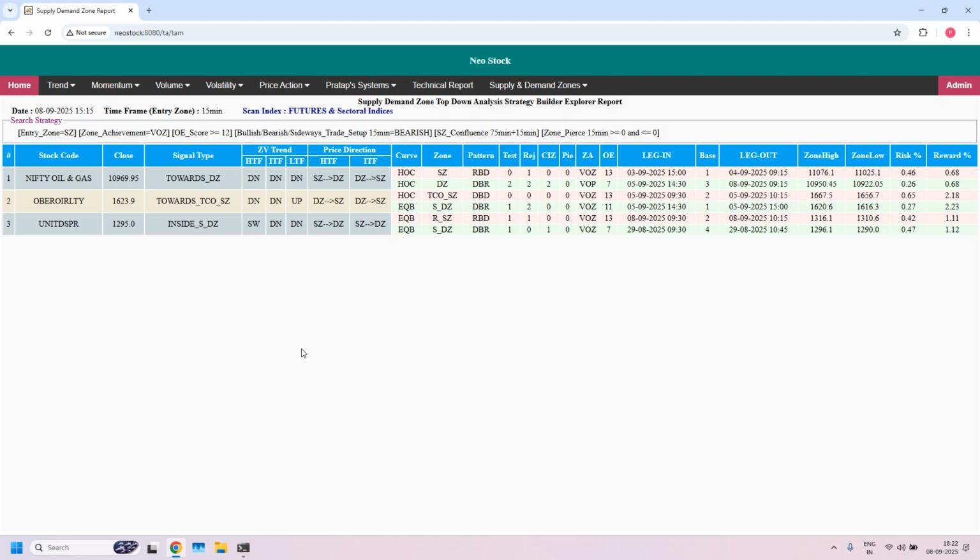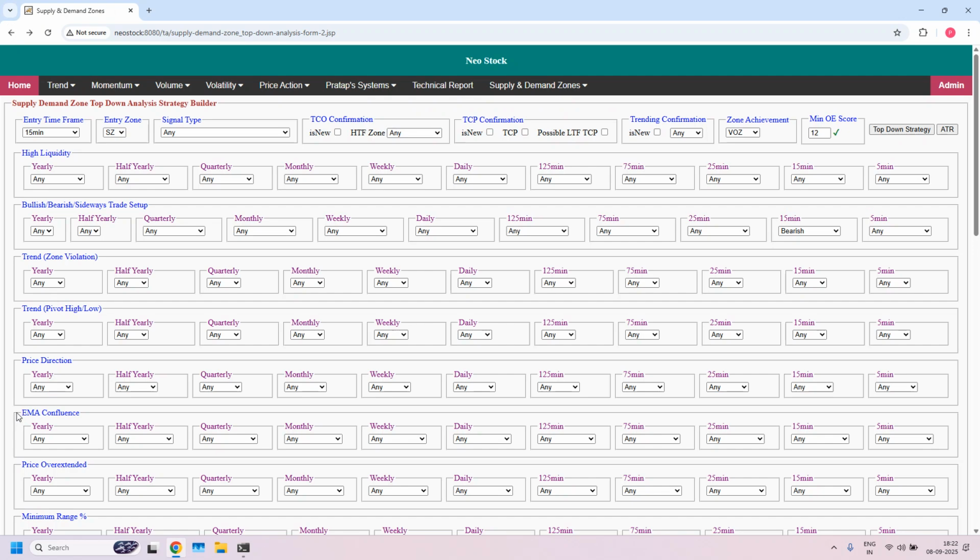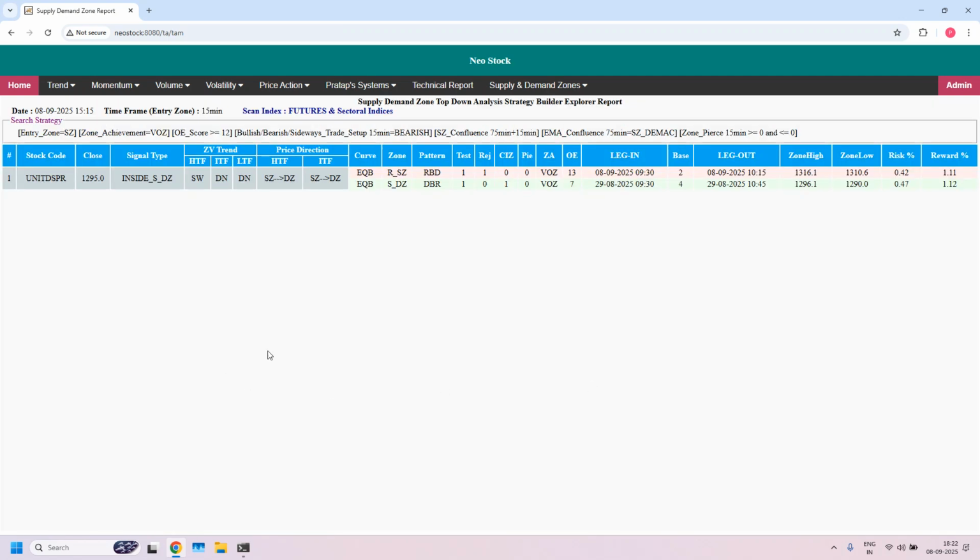So we can further filter based on 75 minute supply zone having daily EMA confluence. So this one stock is filtered. So this stock is having more high probability to get success. Provided lesson 20 checklist items are satisfied.